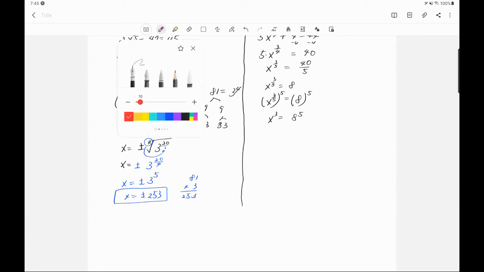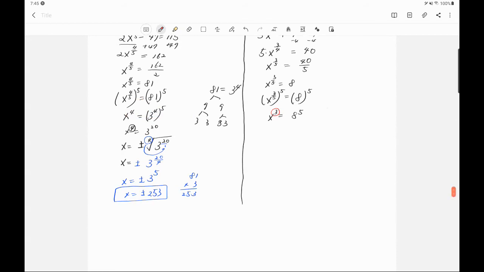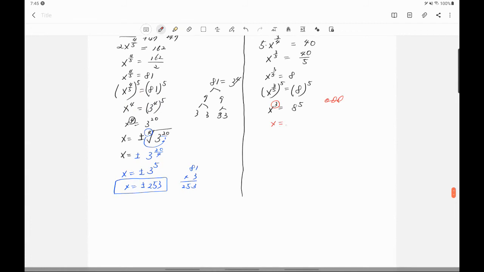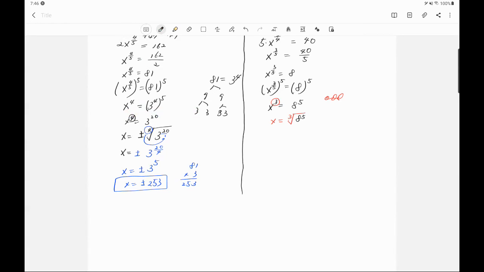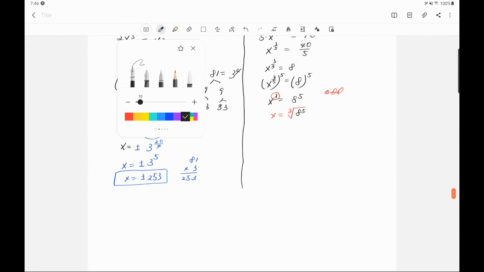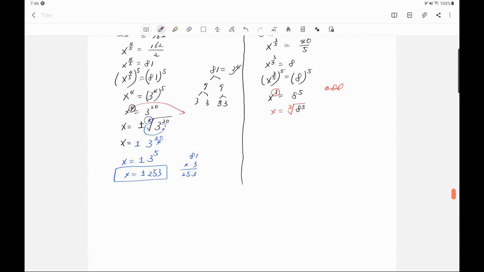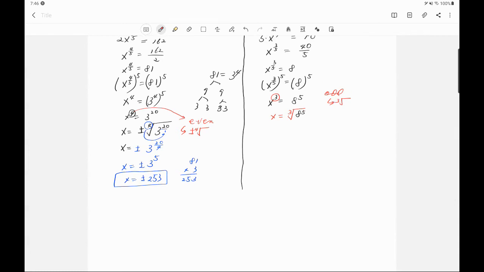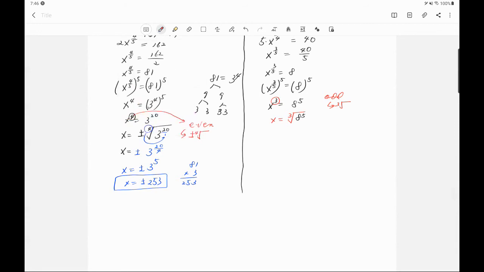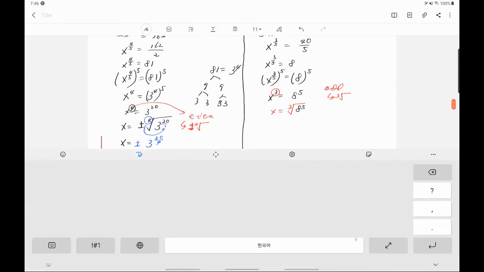Now, the exponent is 3. This is odd, right? So you don't have to put plus or minus, you can do only the cube root. Take a cube root on the right hand side. Make sense? If this is odd, this is okay on the left hand side. This one is even, right? So take plus or minus square root. This is odd, so there's no plus or minus, just take the cube root. This one has a plus or minus. Can you see the difference?